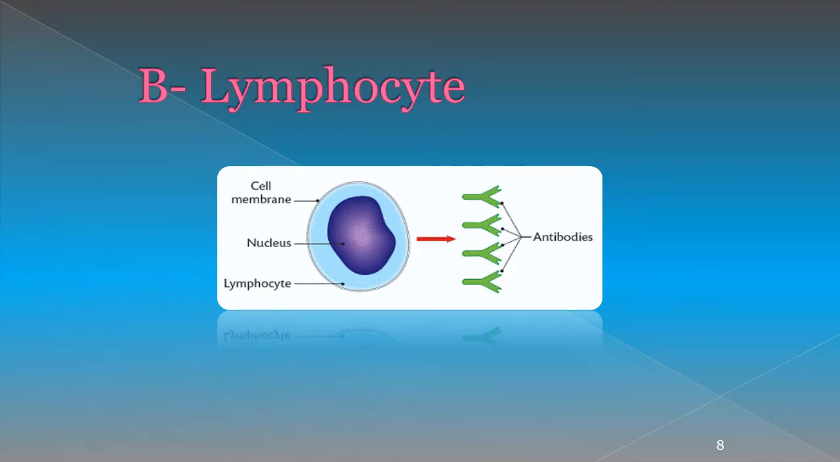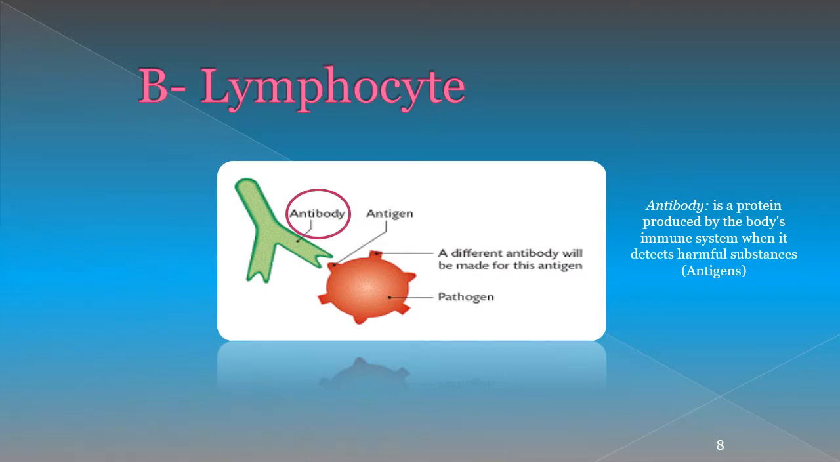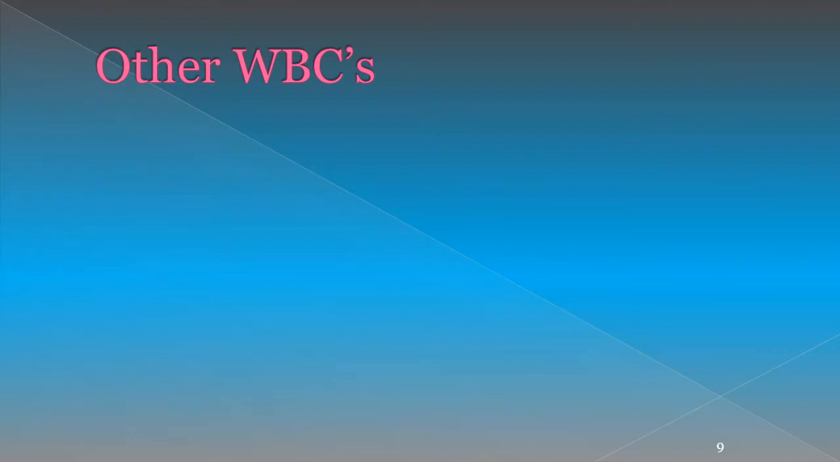How do these cells work? They release specific antibodies that attach to specific points or receptors on antigens. Antigens are simply molecules that stimulate an immune response. So the antibodies will bind to the antigens and then eliminate the pathogen or toxin. There are other types of white blood cells as well. We will briefly look at the other types.